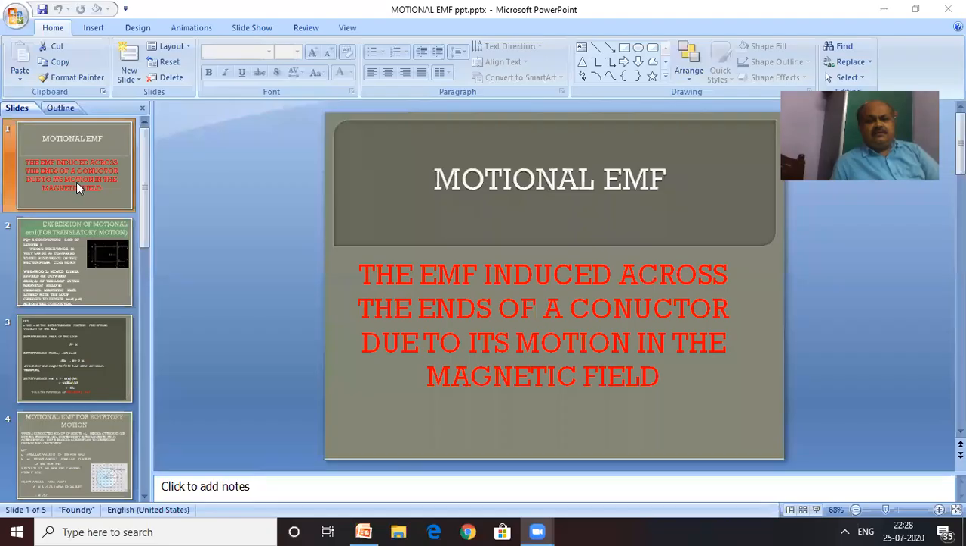To look at the motional EMF in detail, we will discuss its two cases. First, due to translatory motion, and second, due to rotational motion, one by one. What is motional EMF? The EMF induced across the ends of a conductor due to its motion in the magnetic field.